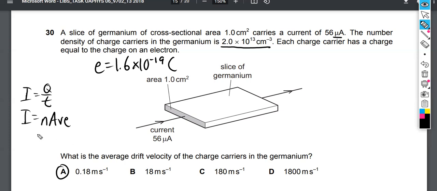So let's make V the subject of this. V would be the current over NAE. Because the number density is in per cubic centimeters and the cross-sectional area is in square centimeters, I want to leave it in those units as I substitute it in, and just keep track of them. My final answer is going to be in centimeters per second. Then I'll convert that, because I only have to convert the linear centimeters to meters.